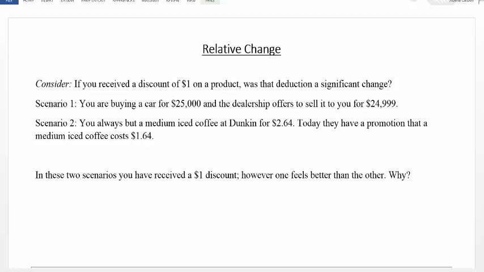Now, in both of these scenarios, you received a $1 discount. However, one of them feels better than the other, as in it feels more significant. And the question is why? And the reason is relative change. Because for both of these products, we're saving $1, but that dollar is relative to the amount that the product costs. So we're going to explore how we can use relative change to look at various scenarios and talk about what it means in terms of the products and items that we are considering.